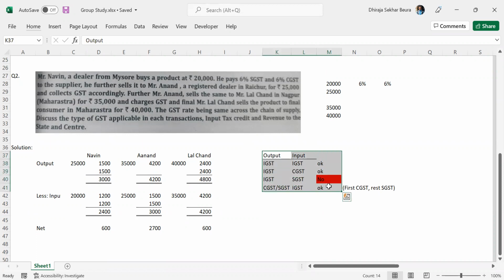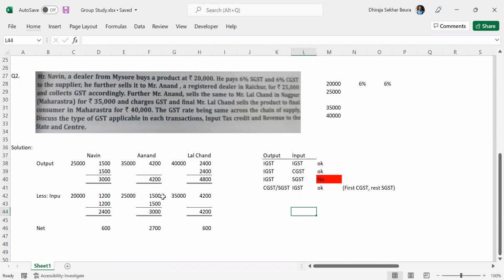Let me just revise the whole concept once again for everybody. When you have output IGST, input IGST, no problem in adjustment. When you have output IGST, input CGST, no problem in adjustment. When you have output CGST or SGST and input IGST, no problem in adjustment. It's just that first you go for CGST, then the balance, if any, goes to SGST. The only case in which we have a no is where you have output IGST but input SGST. Input is state. Yes? Any questions, please? Okay, let's move forward now.